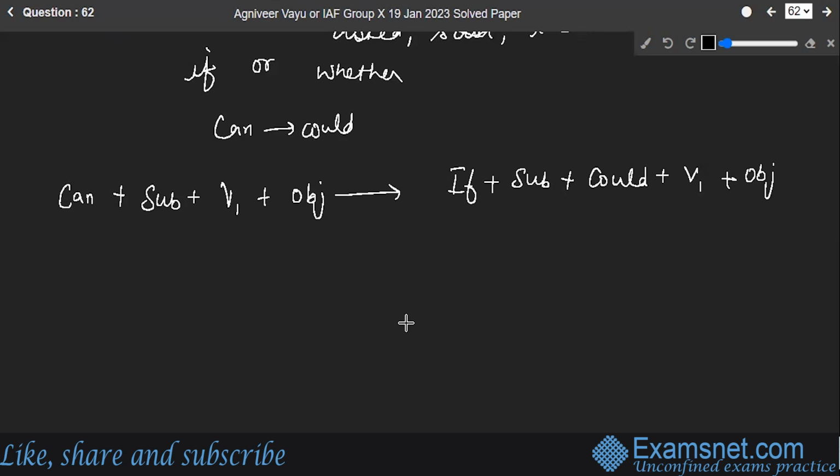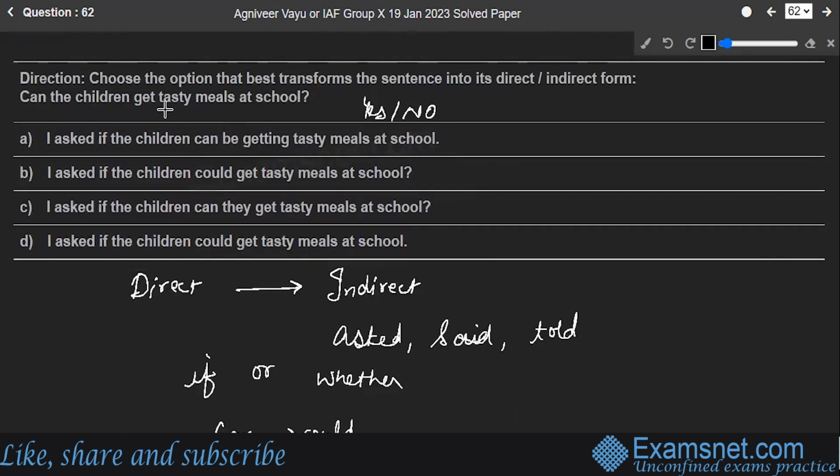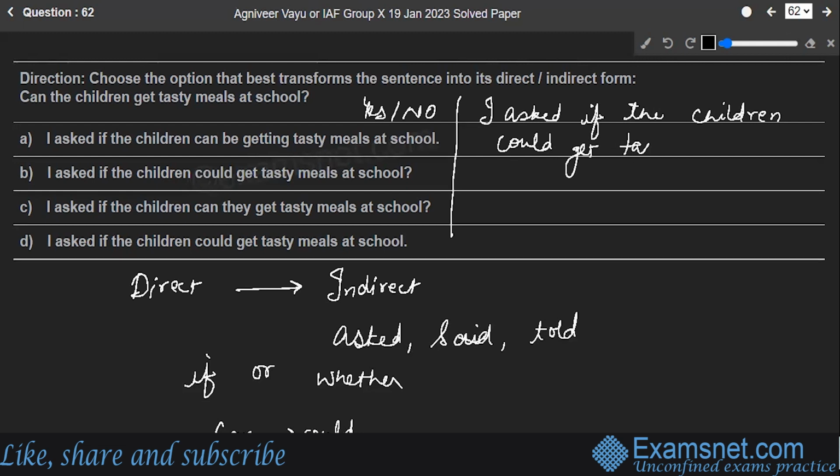Okay, so now this will be changed into: can the children get tasty meals at school? It will be I asked, because this is something a person is asking. I asked. If will be introduced. The children can will be changed into could get tasty meals at the school.